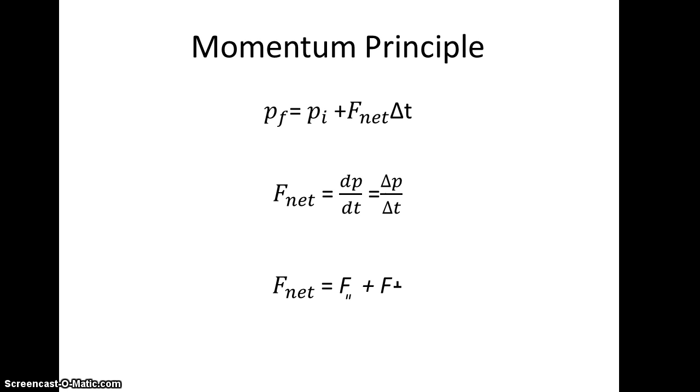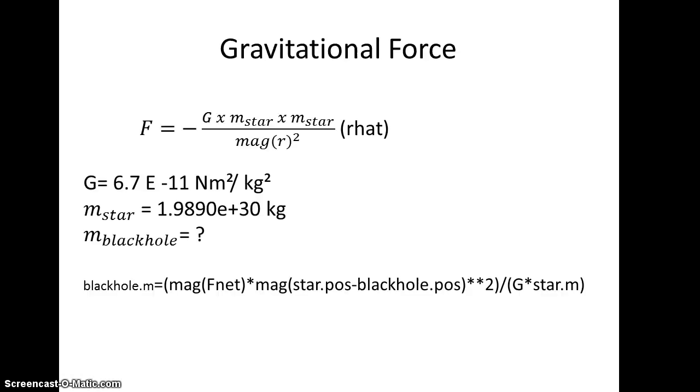The momentum principle is also known as P final equals P initial plus F net delta t, where final momentum equals initial momentum plus net force times delta t. Net force is also equal to dp dt, which is the change in momentum over time. F net is also equal to F parallel plus F perpendicular, which are the two components that make up the force. We also use Newton's gravitational force.